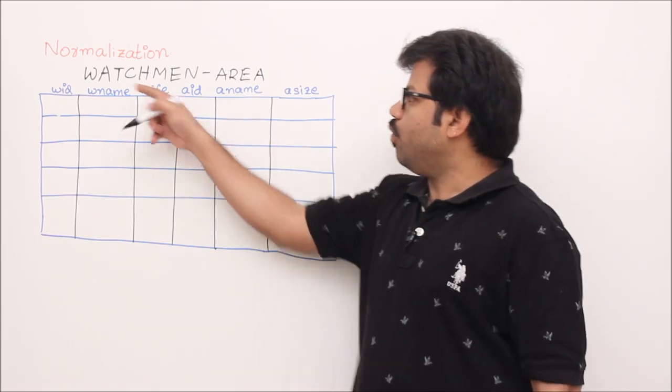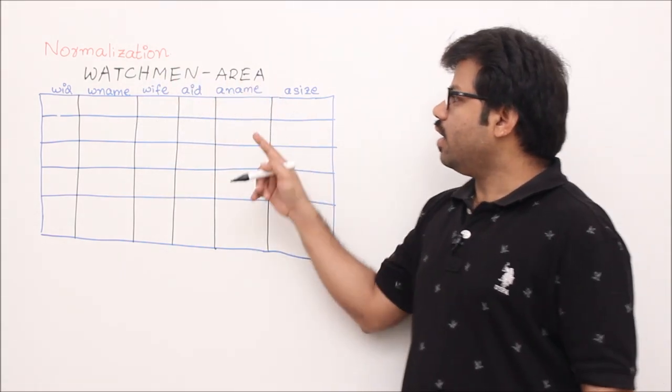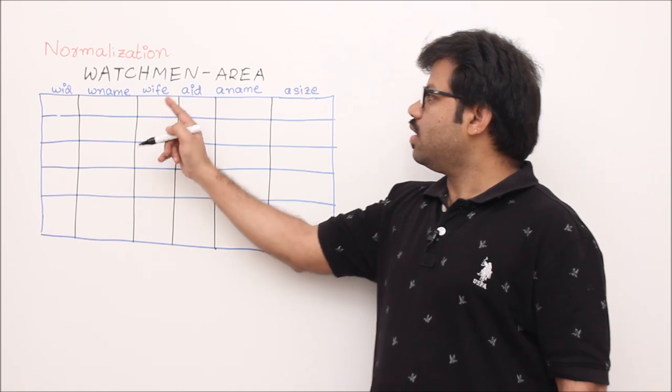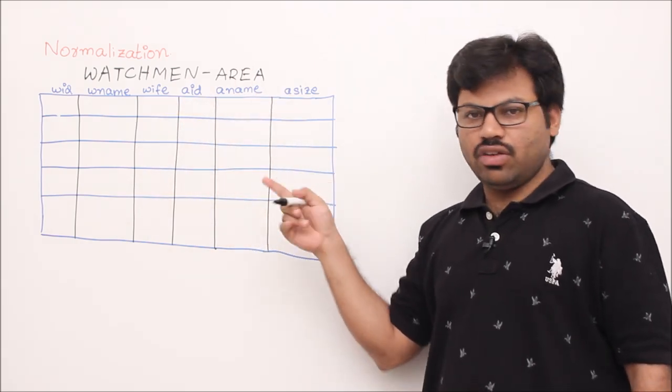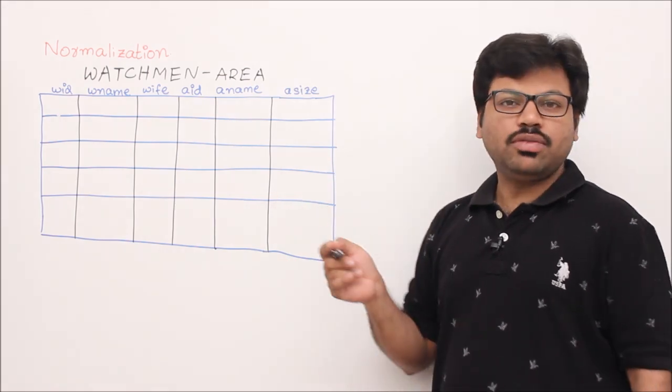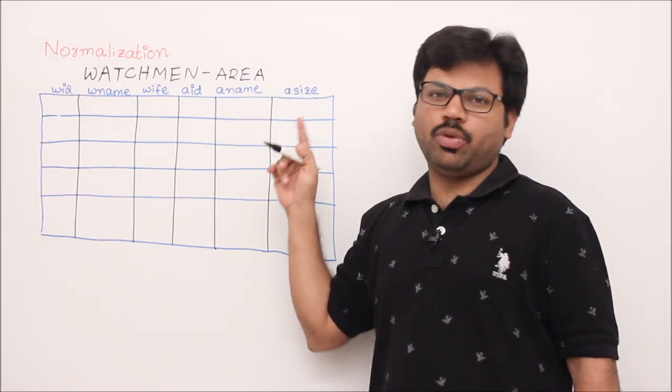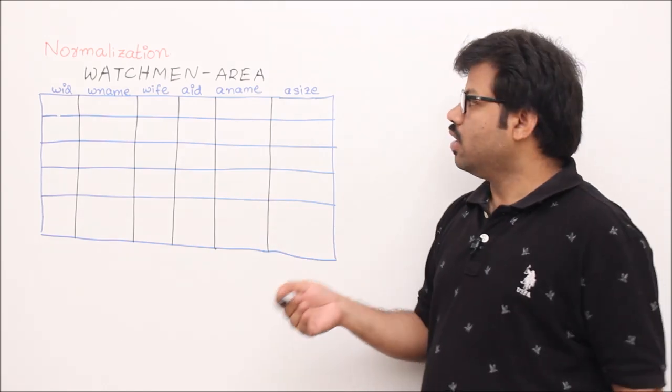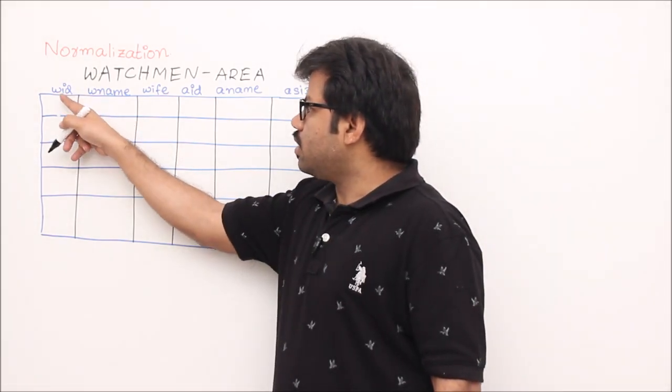So this is my table, watchman and area. Here I am going to collect all the watchmen along with the areas where they are allotted. Every watchman is going to watch an area. Sometimes a watchman can watch multiple areas. These are all my requirements. Now let's introduce these attributes.